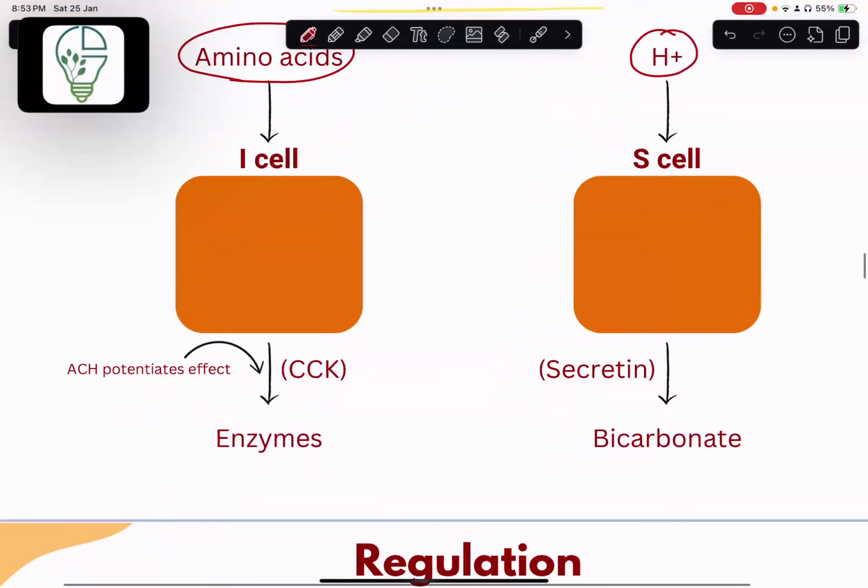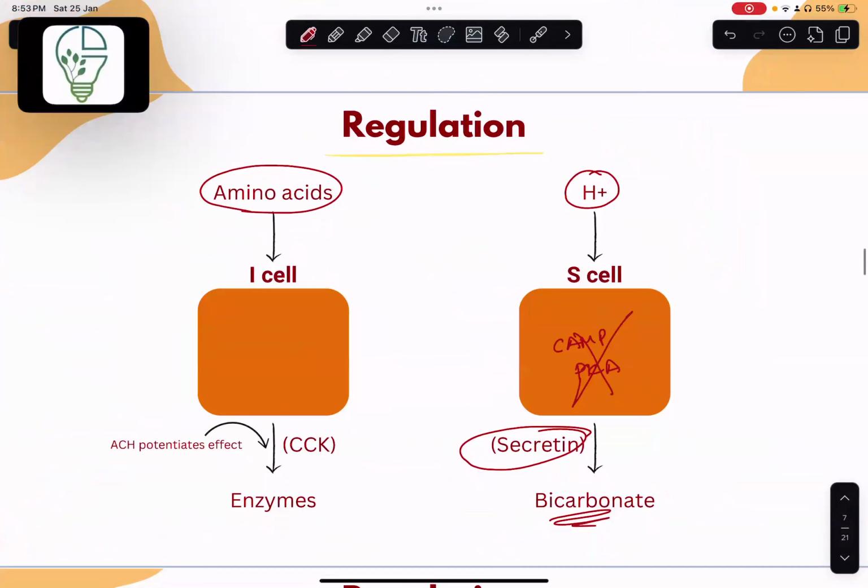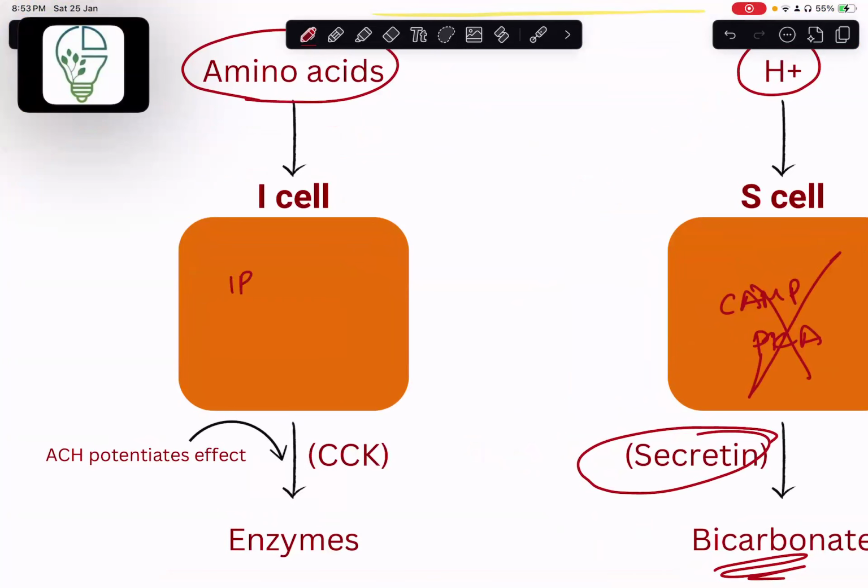The S cells use the cyclic AMP, PKA phosphorylation pathway. No need to know details. It produces secretin. Secretin will induce bicarb production through ductal cells. For the I cell, it is induced by amino acids. There are certain receptors on the cells that will sense amino acids or protons, for example, on the S cell. And once they bind, they're going to induce the signaling pathway. For the I cell, we have the IP3 pathway inducing calcium release. Calcium release will cause the effect. No need to go into deep details.